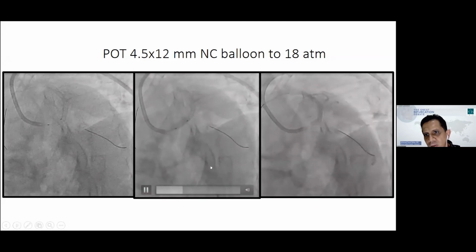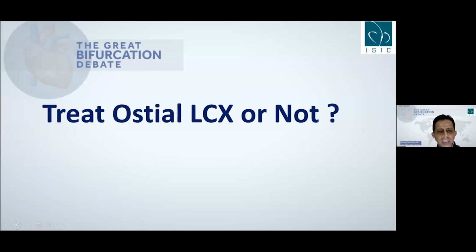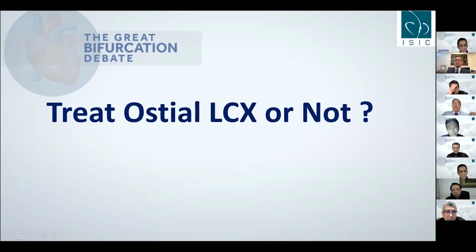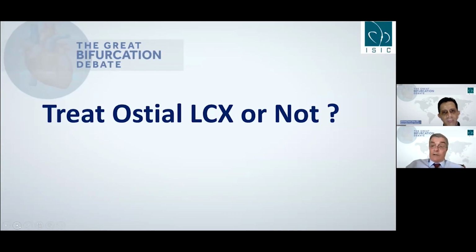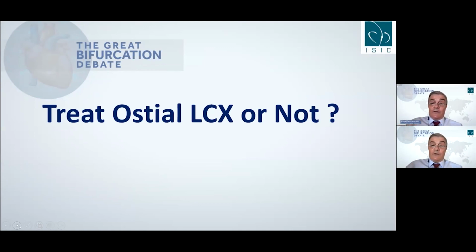So look at the circumflex, the flow is not compromised. So the question is, after POT, should we treat the ostial circumflex or not? Should we stop at that point and accept the result? The criterion was compromise of the flow in the EBC main, and in our philosophy, compromised flow or extremely tight stenosis of the side branch, which in this case was most probably created by the distal POT position and shift of the struts towards the circ, and therefore compromise of the ostium of the circ.